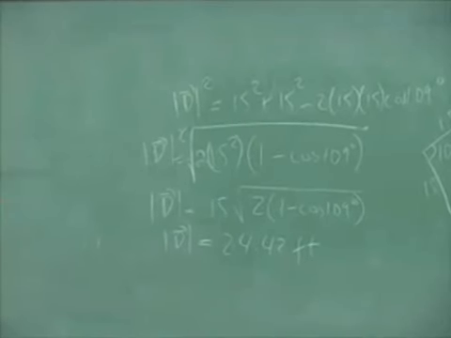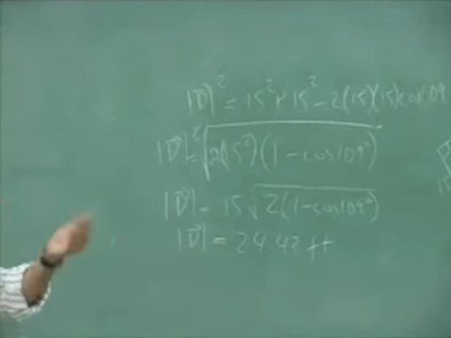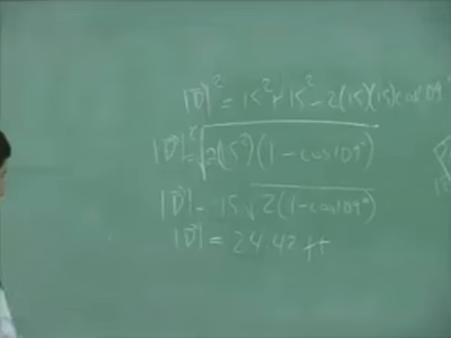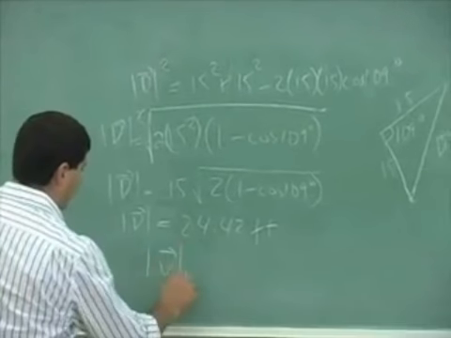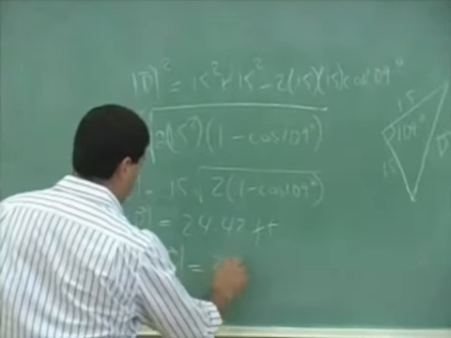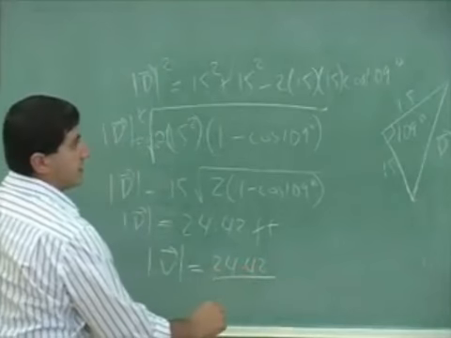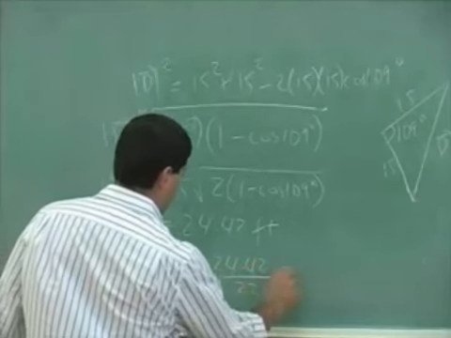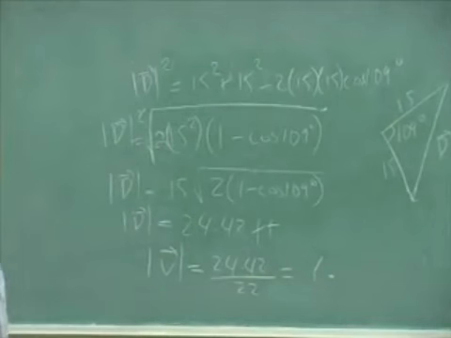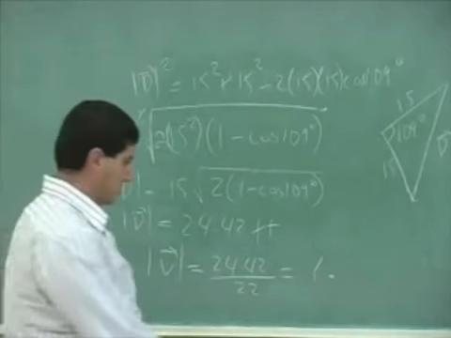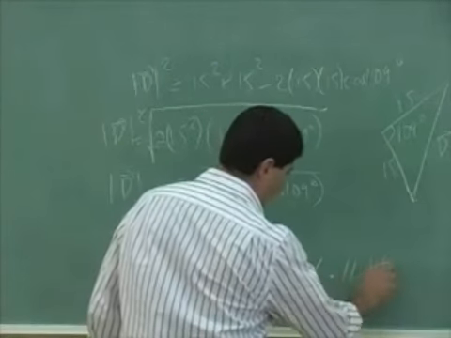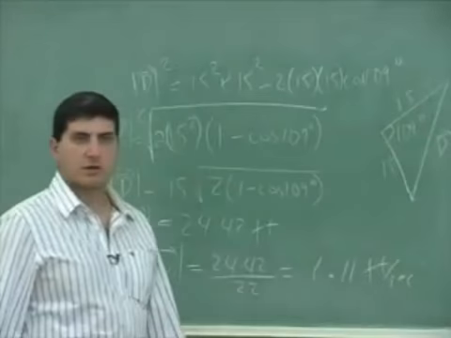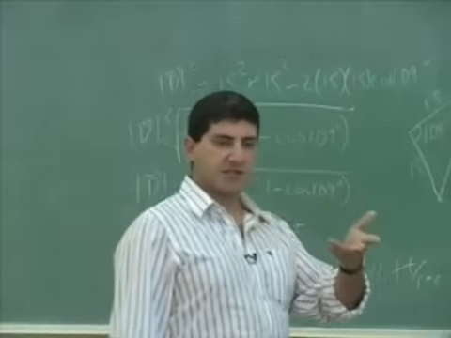feet. Now the average velocity is going to be that divided by the time. The magnitude of the average velocity is 24.42 divided by 22 seconds. So 1 point something. So much smaller. Remember again what all of these things mean.